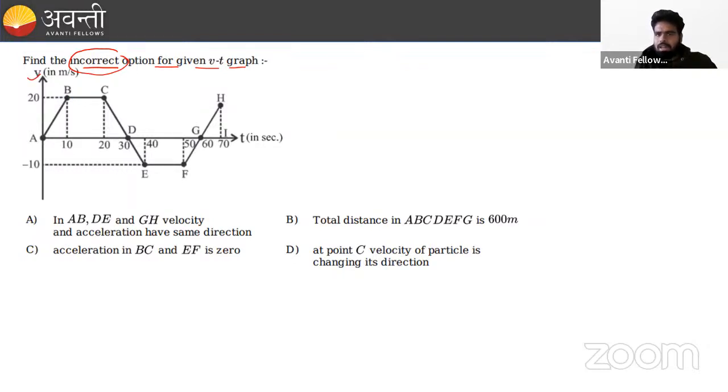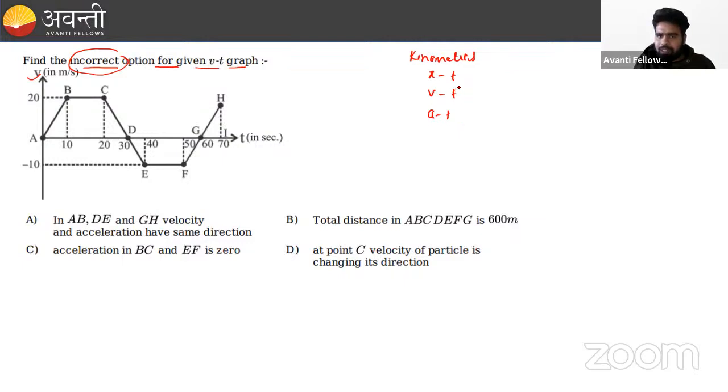Whenever a graphical problem comes under the kinematics section, we know that the VT graph is a very important graph. Suppose there are three types of graphs generally given: the X versus T graph, the V versus T graph, and the A versus T graph.